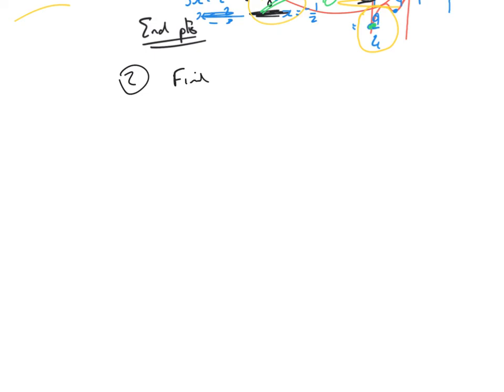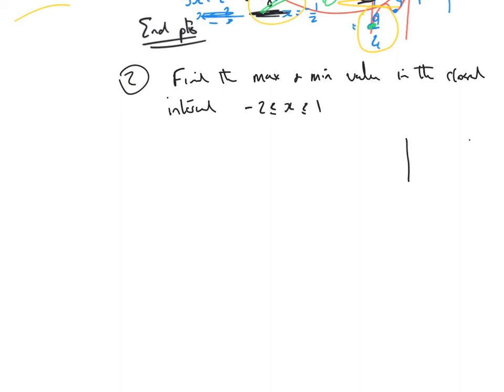Okay, we're going to find the max and min values in the closed interval. So the closed interval is between minus 2 and 1, so we're looking at this curve between x equals minus 2 and x equals 1. Now what is the curve? Okay, so the curve is f of x equals 2x cubed minus 3x squared minus 12x plus 5.